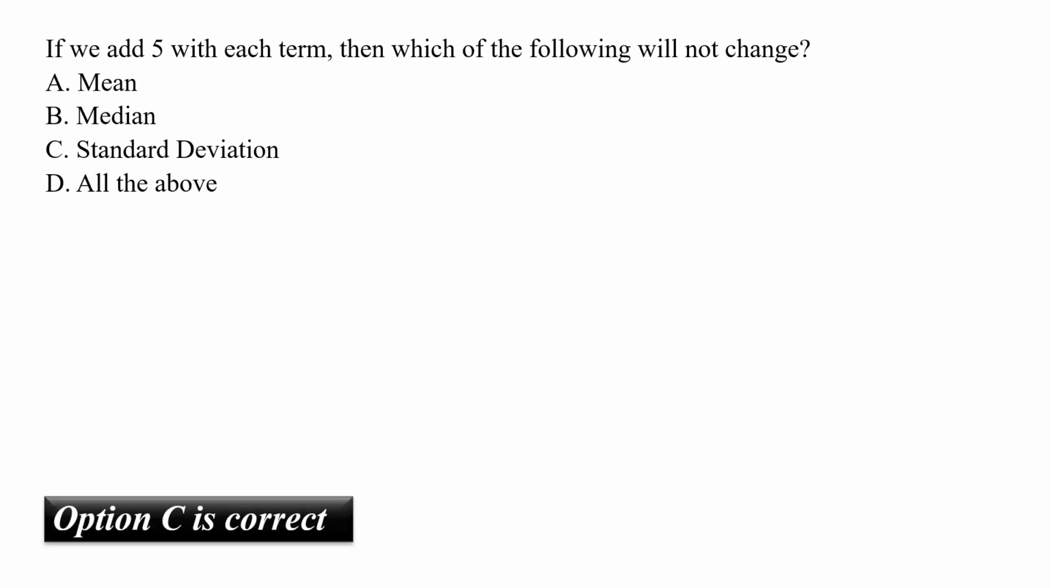Additionally, if we multiply each term by a constant value, it will multiply the mean, median, quartiles, range, interquartile range as well as standard deviation by that constant. And for variance, it will multiply the variance, which is simply the square of standard deviation, by the square of that constant.